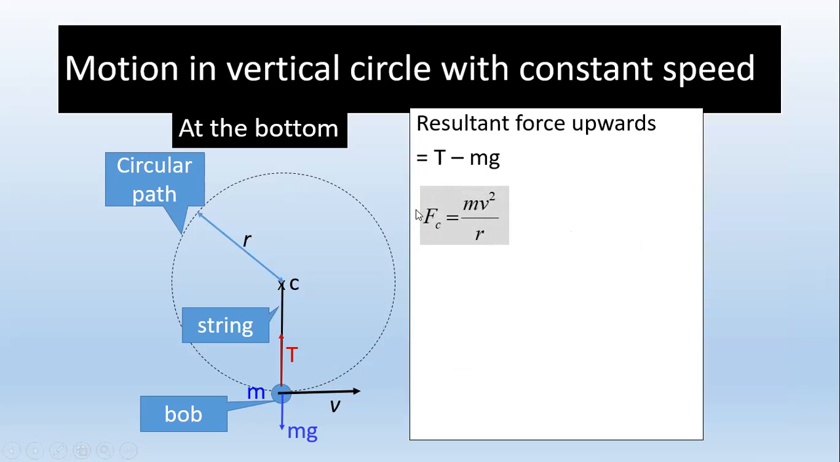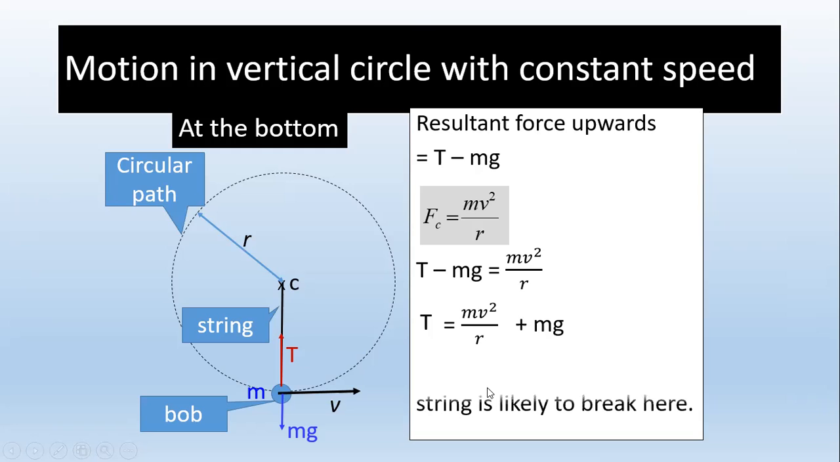Right? That's the resultant force. We can calculate it from the speed and the mass and the radius of the circle. So replace that resultant force with mv squared over r. And we can find the tension. Right? We take this one across there. You can see that this is the largest. In all the places there, the tension is largest here at the bottom.